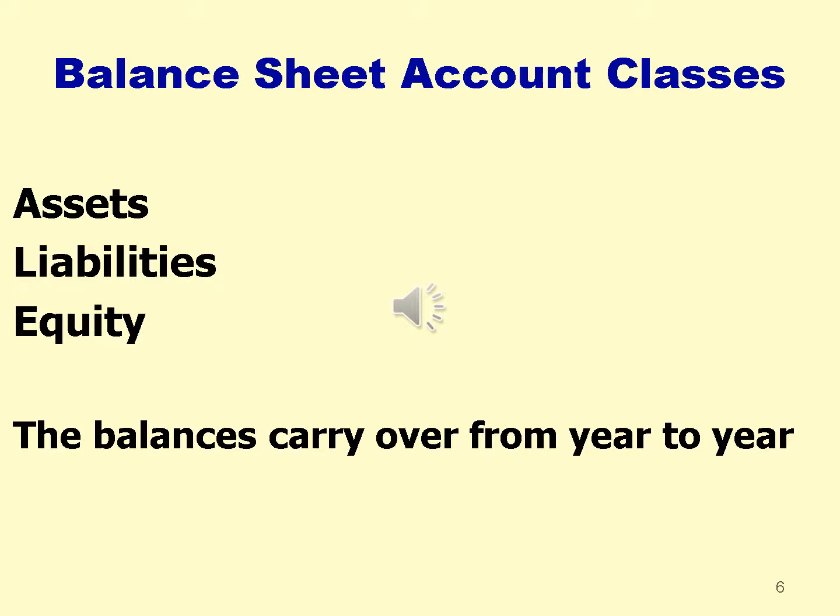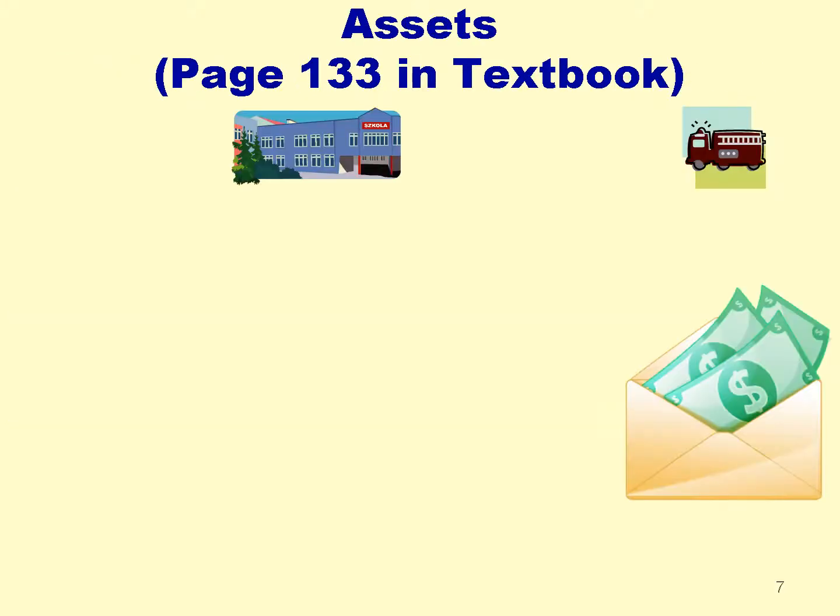The three account types on a balance sheet are assets, liabilities, and equity. These balances carry over from year to year. So the ending balance of one year becomes the beginning balance for the next year.